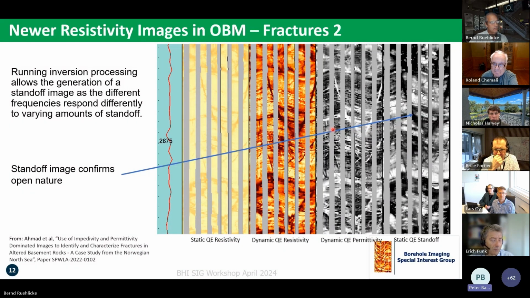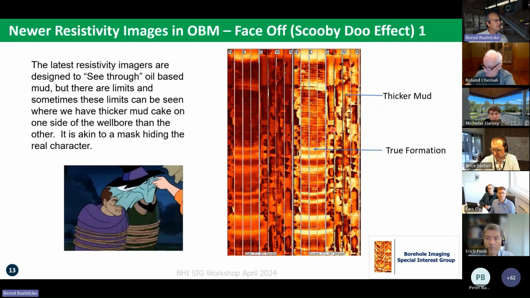Okay, next slide, Bernd. Yep, that is me then. So these are other effects we have seen on the newer tools on the market. We have seen in the old days, from the water-based initial image logs coming out in the 90s, that mud cake is present in water-based mud, and very often image quality is degraded where we have mud cake. But we can also confirm this now on the newer images in oil-based mud, that mud cake is present and mud cake has an influence on the image.